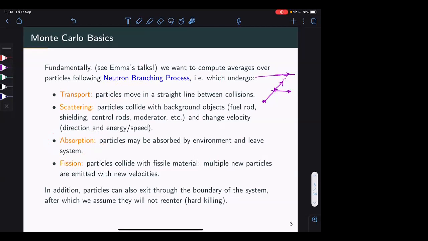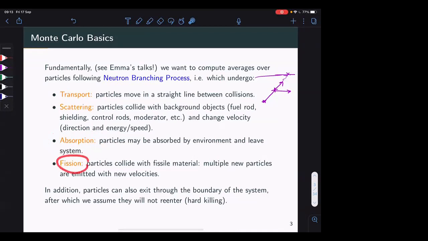Particles can be absorbed by the environment, so you can hit something here and you might change slightly the atomic makeup of what's there, but it will just get absorbed, and it might go to some sort of stable atomic isotope, which will just stay there forever, and we won't see that neutron again.